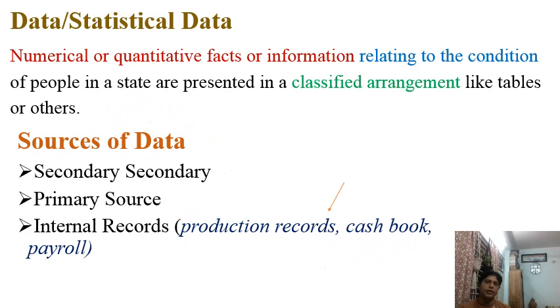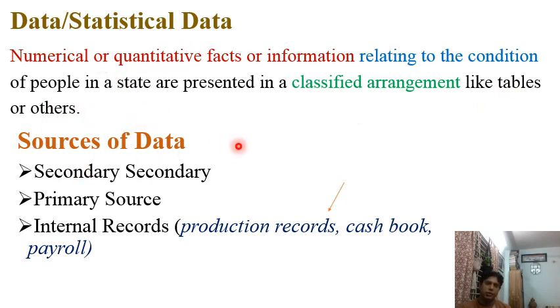So first I am going to define what is data or statistical data. Data or statistical data is the numerical or quantitative facts or information relating to the condition of people in a state, or presented in a classified arrangement like tables or others. Either it is raw or processed, both are data if they are numerically presented. Usually we observe that the data are basically shown by tables or other methods of presentation.